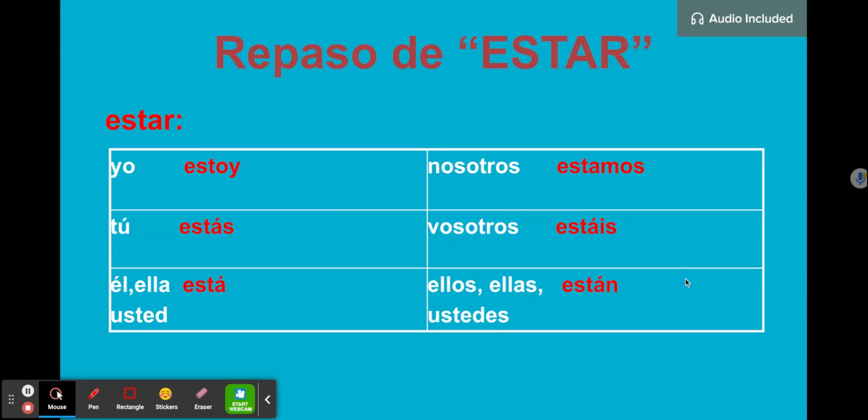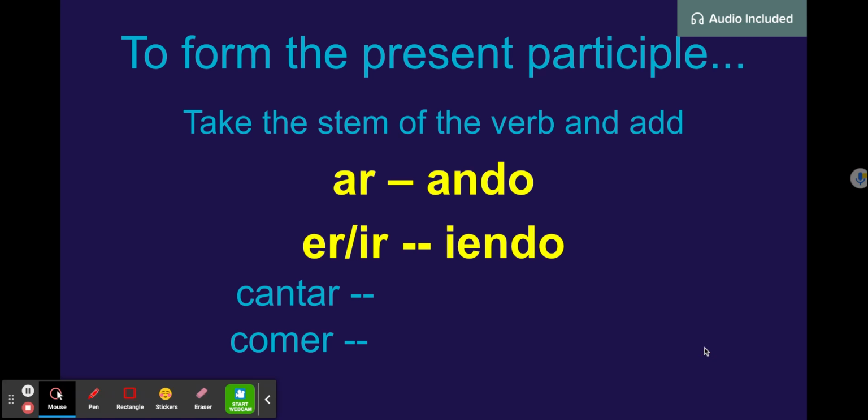Let's first review the forms of estar. Estoy, estás, está, estamos, estáis, and están. Notice that 4 of those forms have accent marks on the A. Please don't forget to use them.